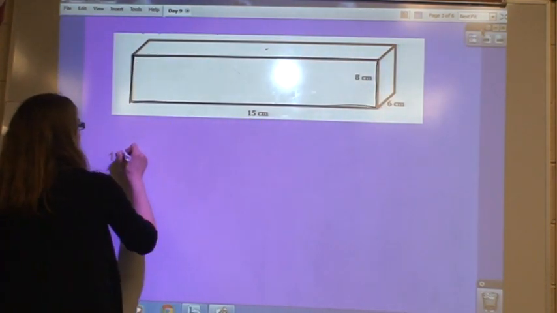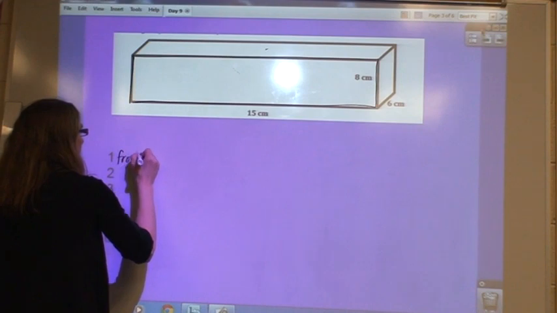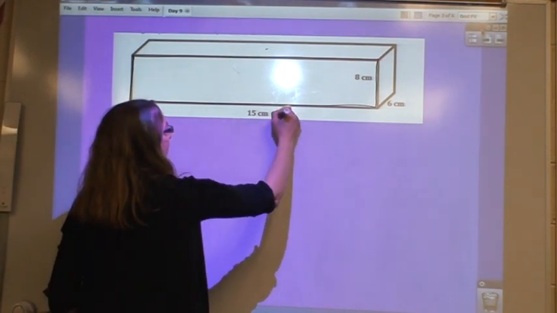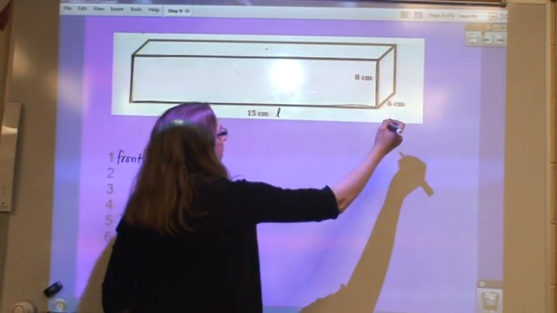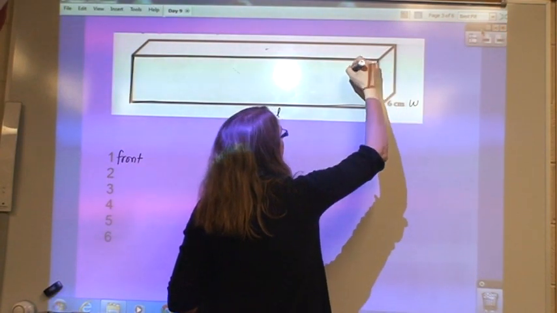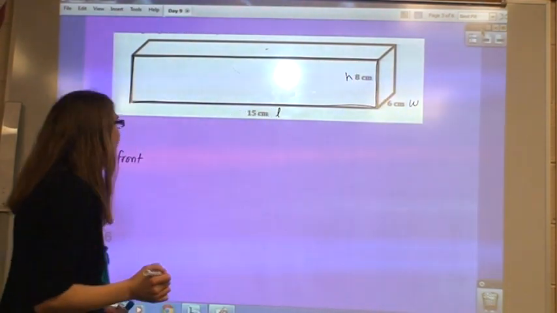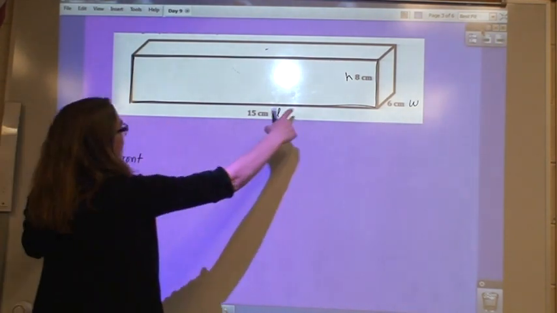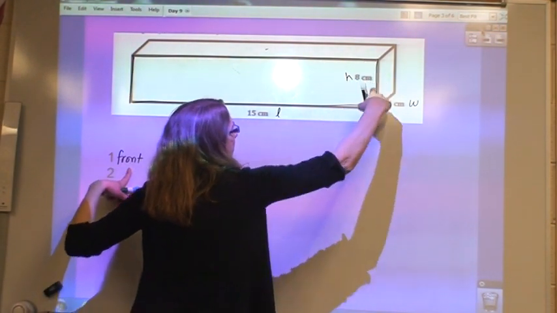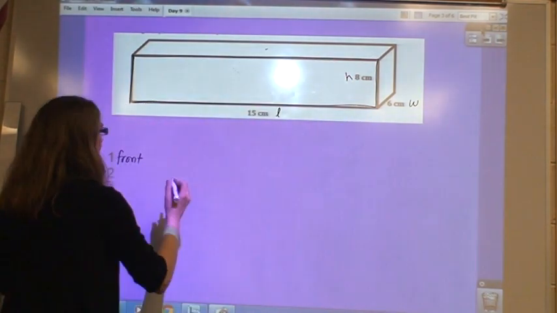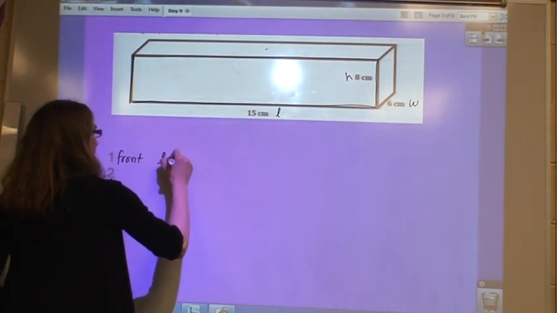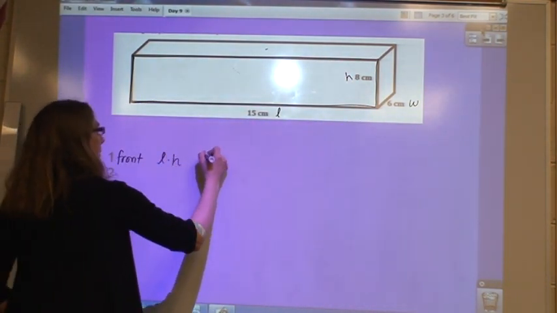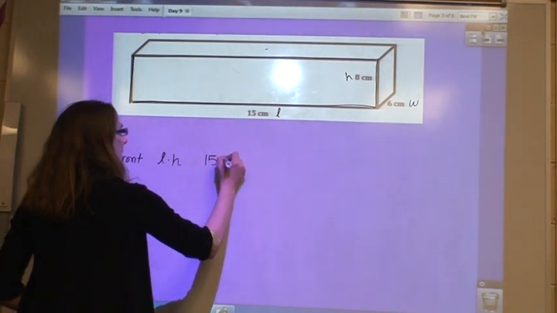So I'm going to say for the front, and let me label this, I'm going to call this length, and I'm going to call this width, I'm going to call that one height. So if I'm trying to find the front, I'm going to have to take the length times the height, because that's going to give me the area of this. So I have length times height, and that's going to be 15 times 8.